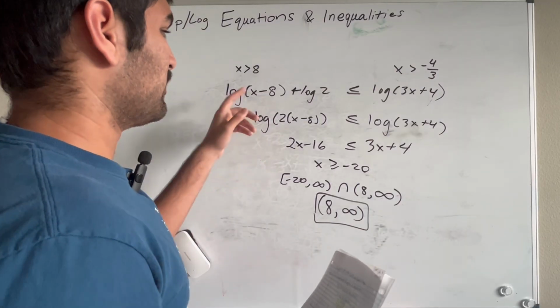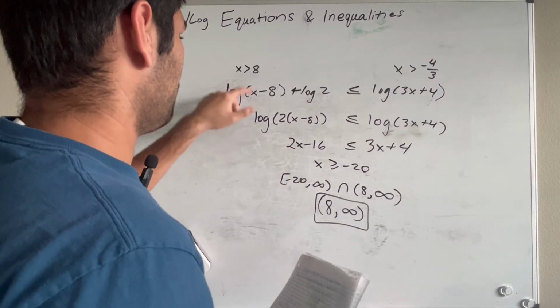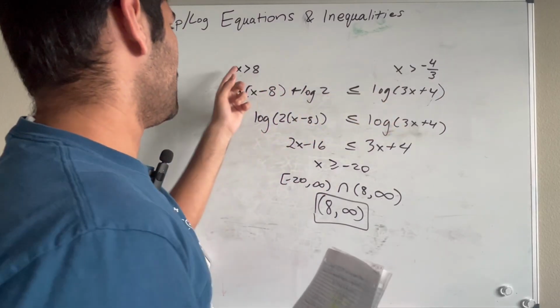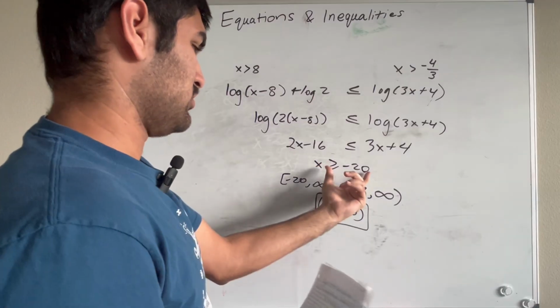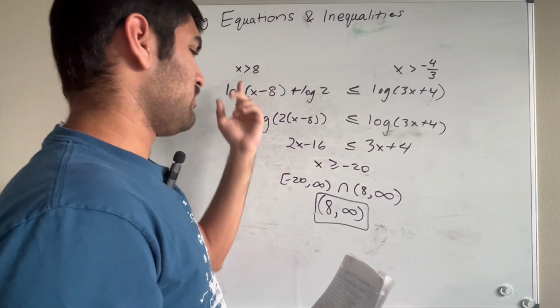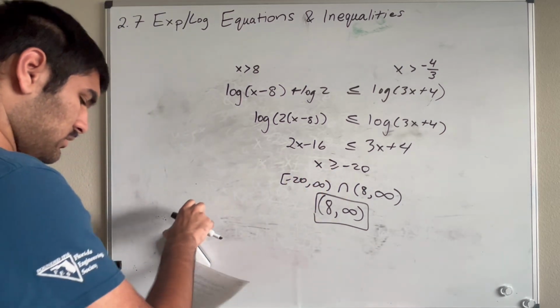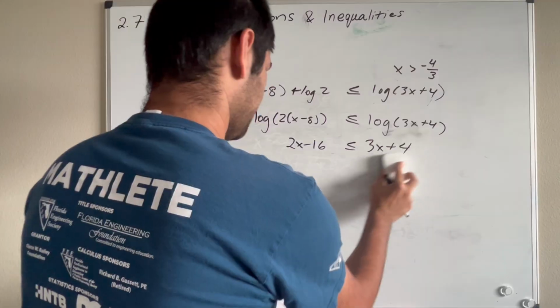So whenever you're solving these inequalities, it's the same thing as solving equations, but then you also have to check the domains of each of the original logs and then see which one is more restrictive, the solution or the domain. And if the domain is more restrictive, then you just take the domain. If this one's more restrictive, then you just take that, right? All right, let's do another one of these.